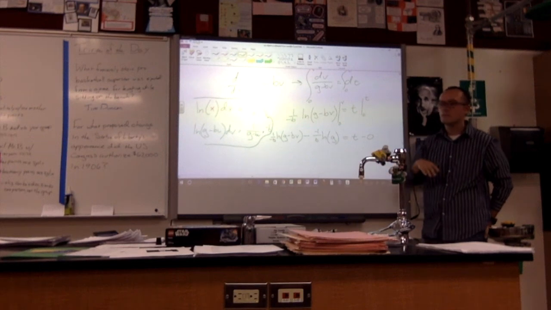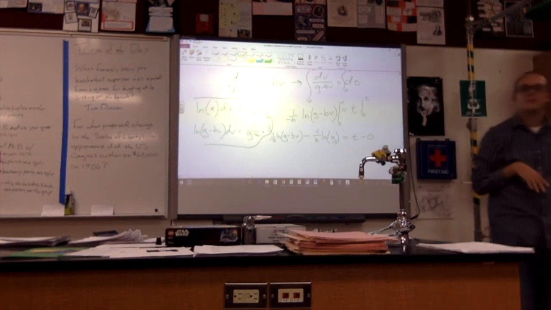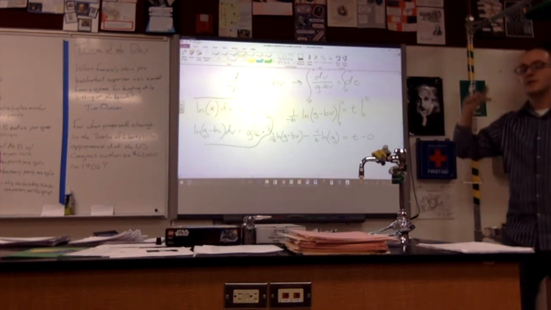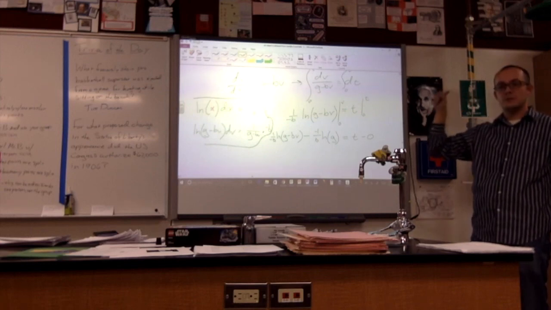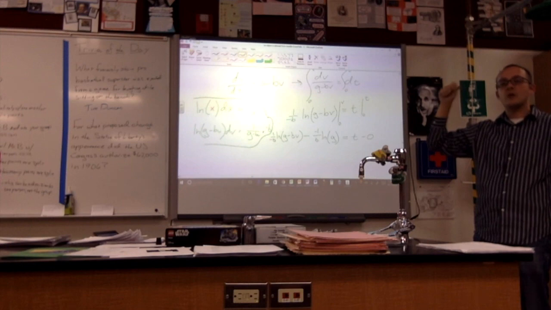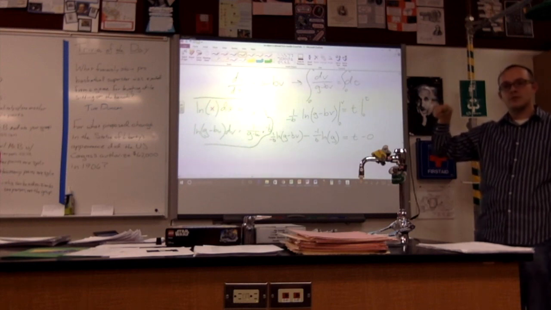How do you define your limits at the top? Is it just implied that it's going to be 0? Yeah, it's told to us that we're starting off at t equals 0, and we're also told that the object is being dropped. So it's at rest when it starts.